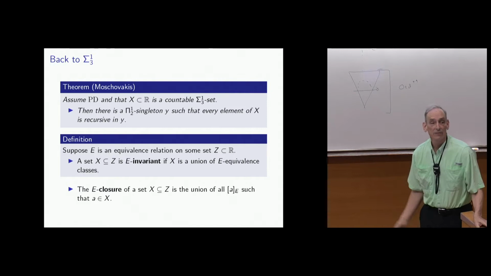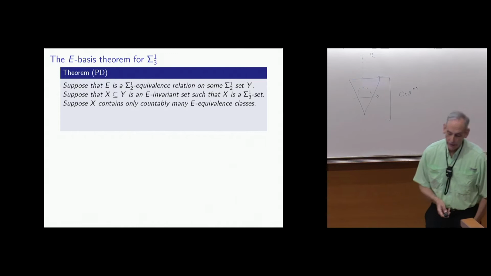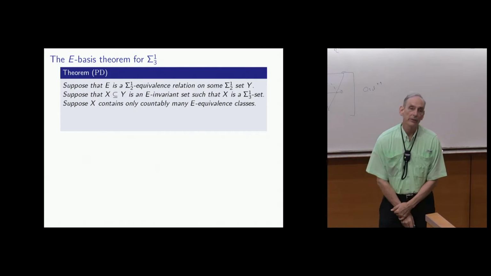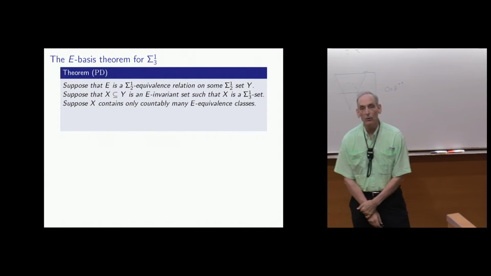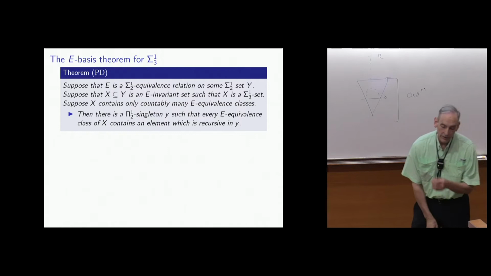Okay, so here's the new theorem. I'll call it the E basis theorem for Σ¹₃. So suppose E is a Σ¹₂ equivalence relation on some Σ¹₂ set Y. Everything's light face. Suppose X, a subset of Y, is E invariant, and X is a light face Σ¹₃ set. Suppose X contains only countably many E equivalence classes. Then there's a Π¹₂ singleton Y such that every E equivalence class of X contains an element which is recursive in Y.